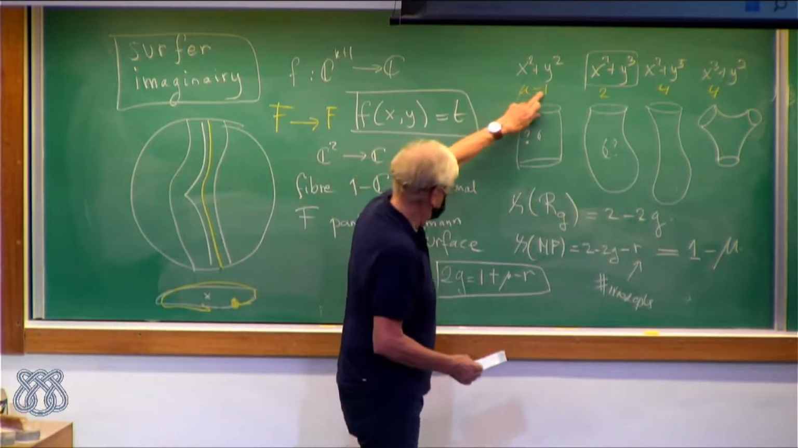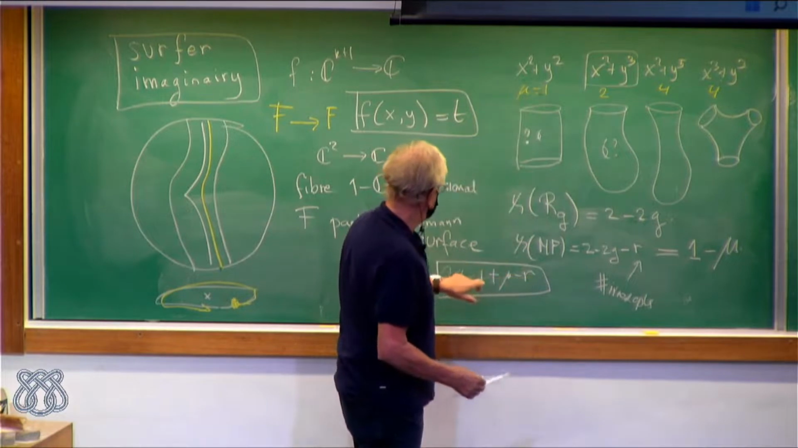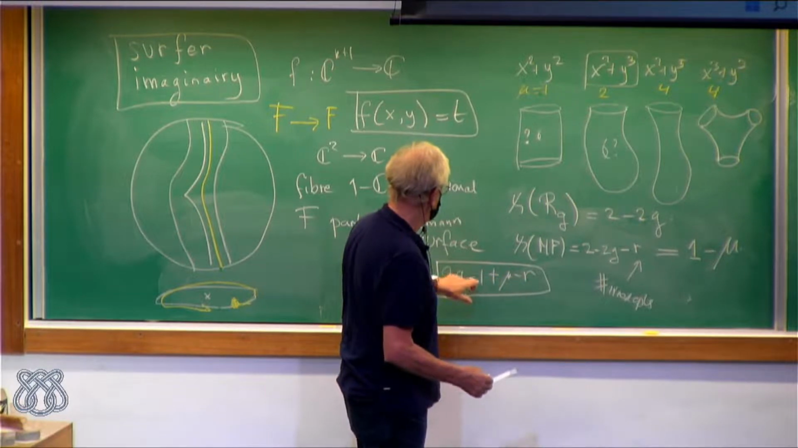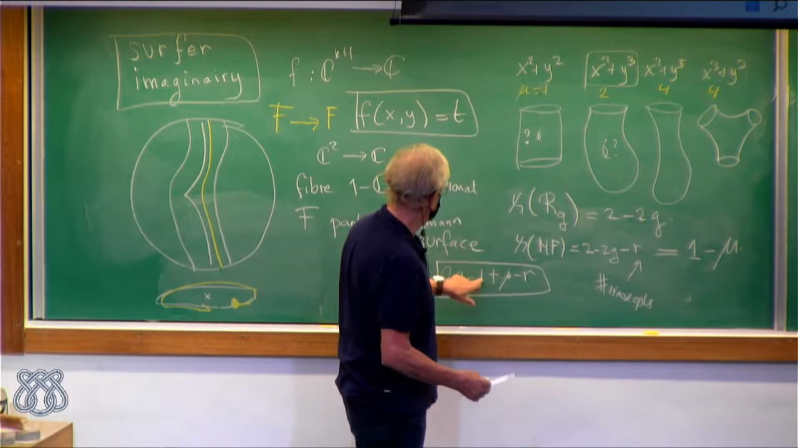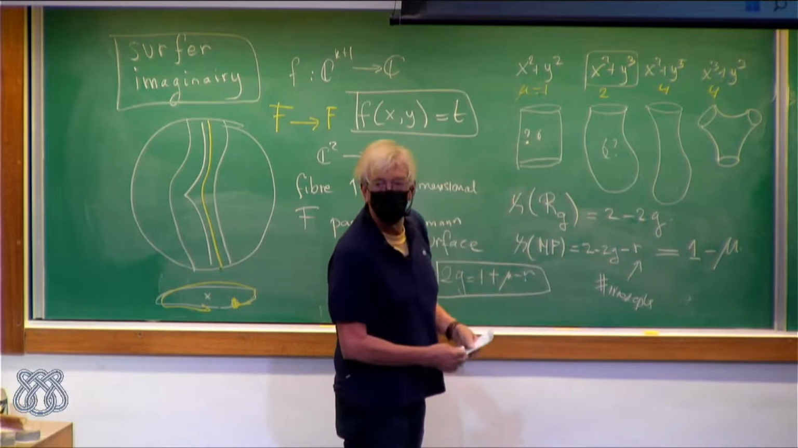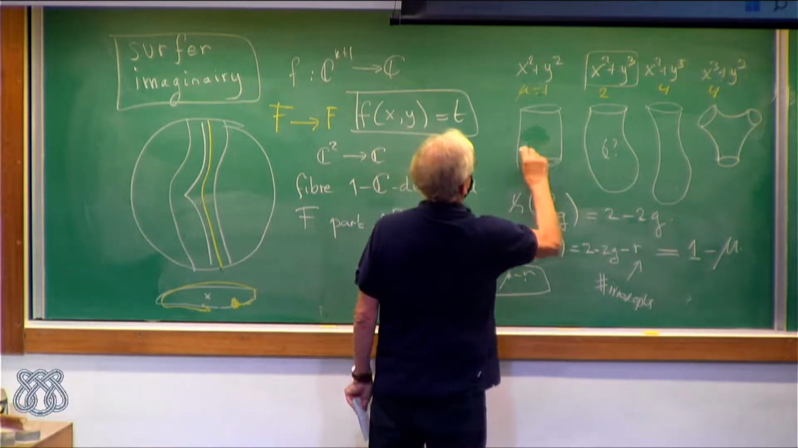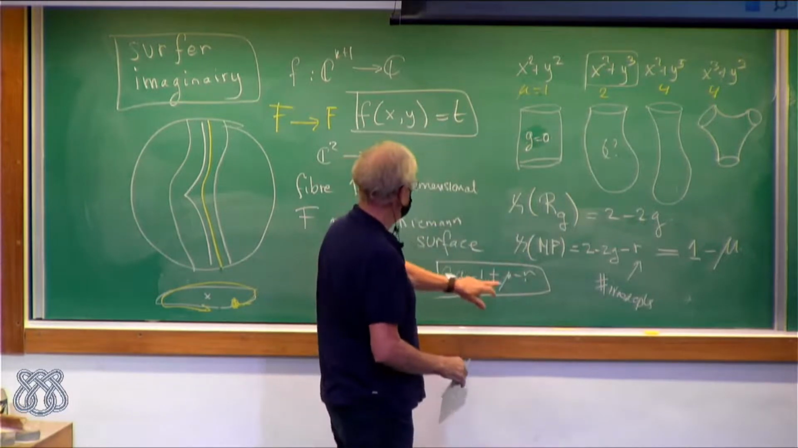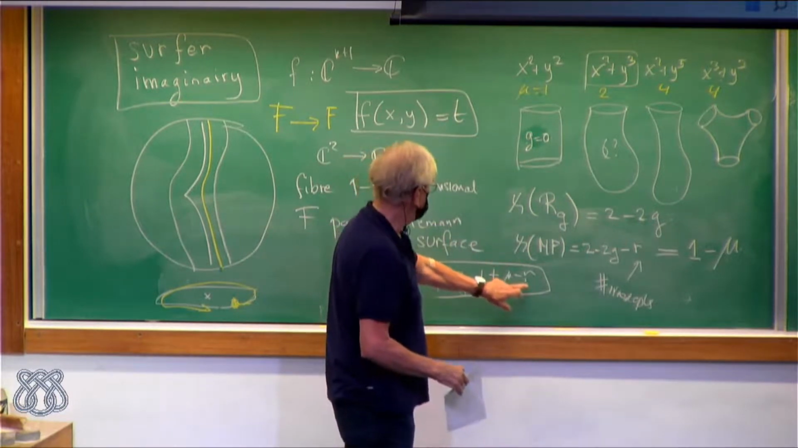Mu is 1 over here. So this is 2G is equal to 1 plus 1 minus 1... 2 minus 2 is 0, so G is 0. No hole. So then we take the next one. R is 1 in this case.